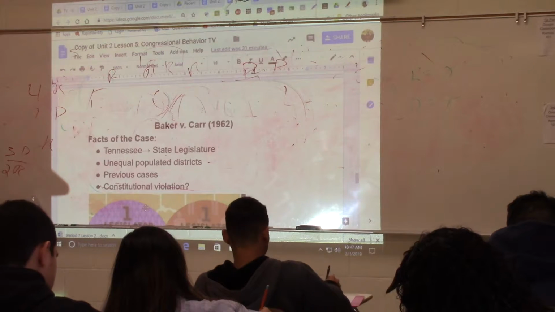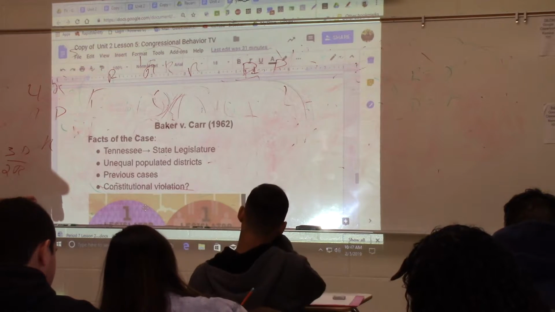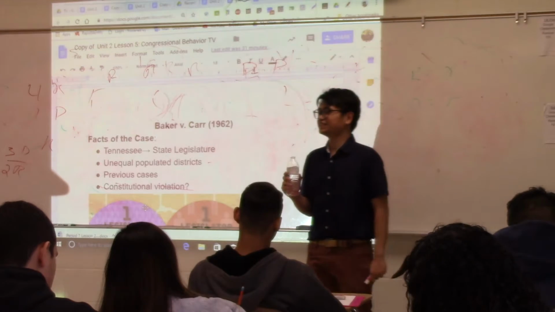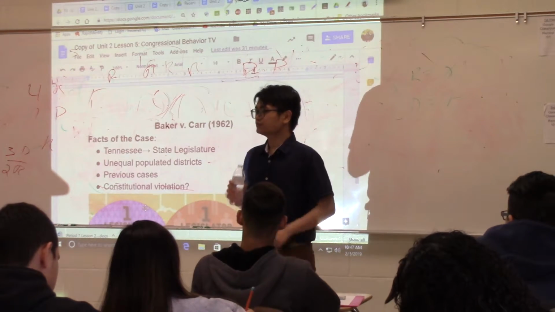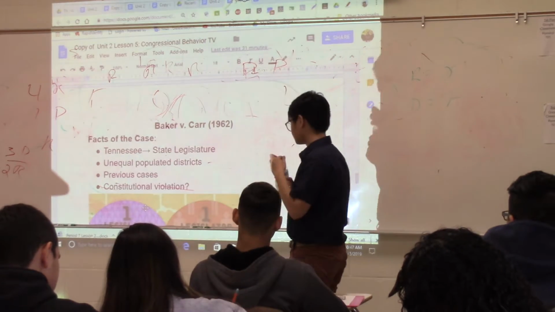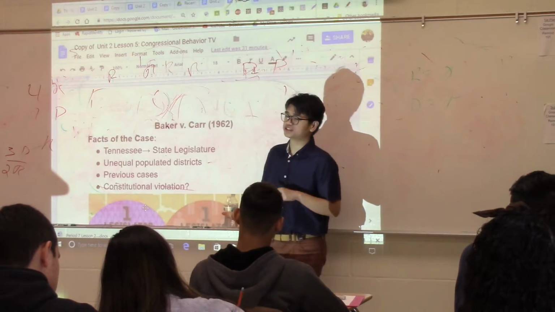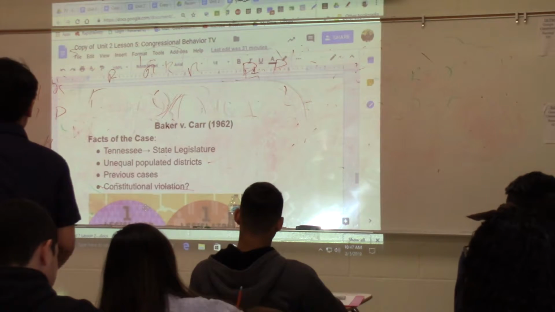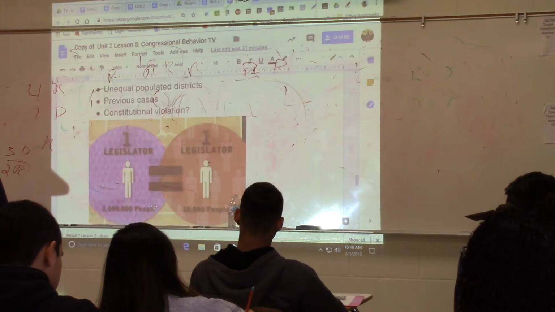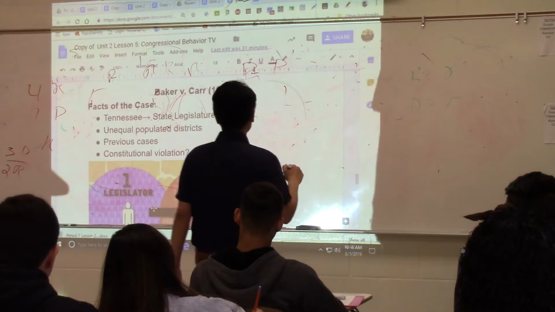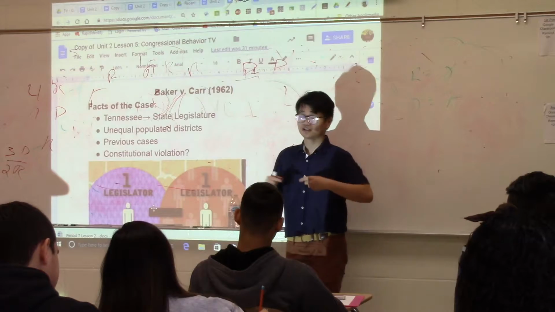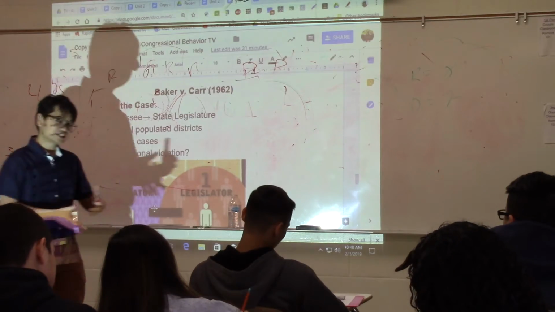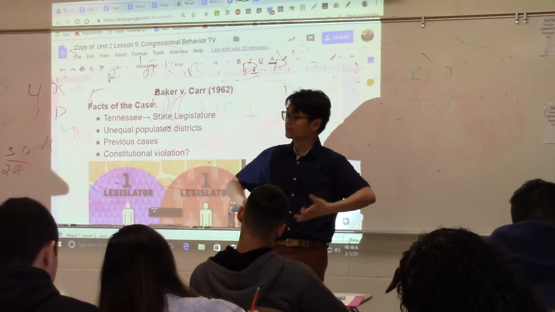In the Tennessee state legislature, they haven't done redistricting for almost 60 years. The last time they redistricted was at the turn of the century, in 1901. So they haven't adjusted the district lines. If you haven't redistricted in a while, what can you expect to happen? What's probably going to be the case for all the districts in Tennessee? The populations are going to be different. They're going to be unequal, because some areas in Tennessee grew faster than other areas. There are cities, like Memphis, Tennessee, that are growing really fast, so they're gonna have more population.